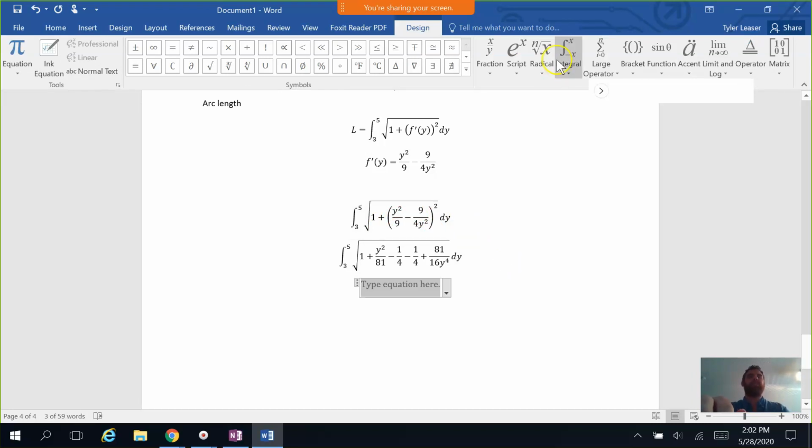Simplifying it down, we still have the integral from 3 to 5 of the square root. We have a bunch of constants, right? We have a 1, we have a negative 1/4, and another negative 1/4. Those three things add together to be a positive 1/2. And I'm going to write that 1/2 in the middle. So we still have the y squared over 81. It's going to be a positive 1/2, and then the positive 81 over 16 y to the 4th.